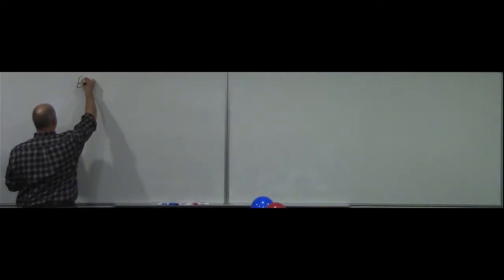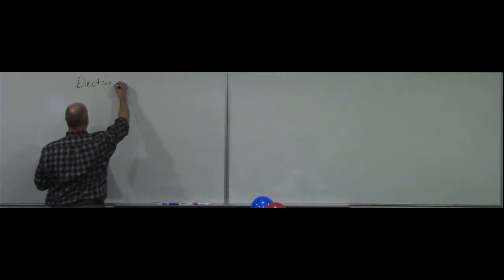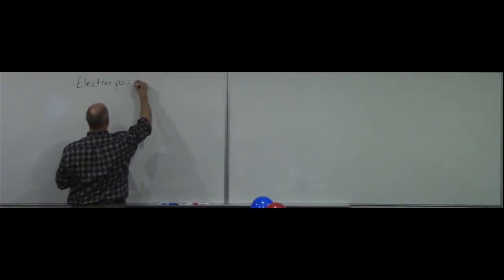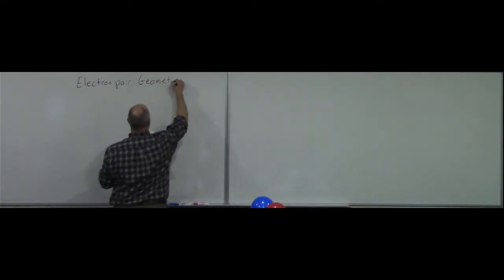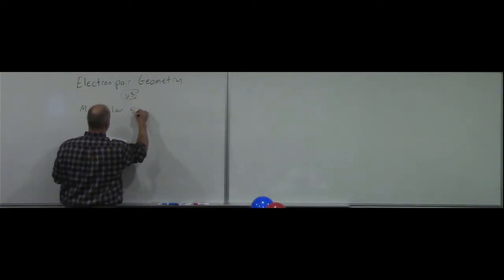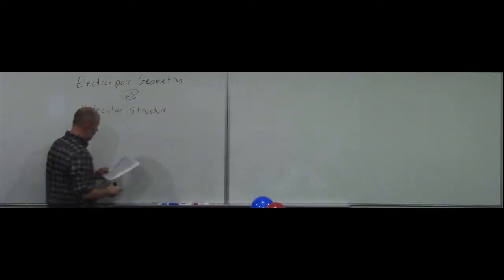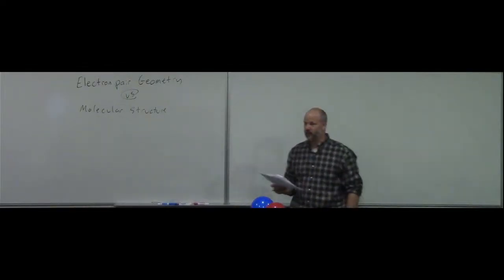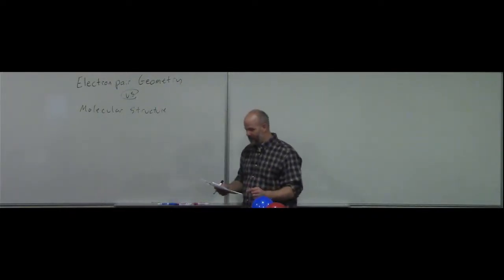So, electron pair geometry versus molecular structure. What does this want you to know? It says the electron pair geometry describes all regions where electrons are located. That's what we've been doing. Bonded as well as lone pairs. However, molecular structure describes the locations of atoms, not electrons.